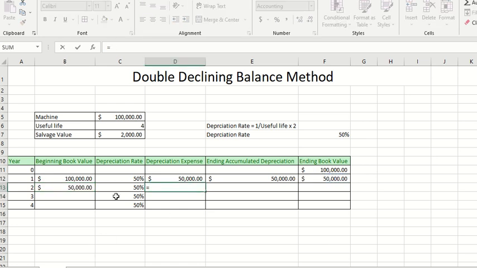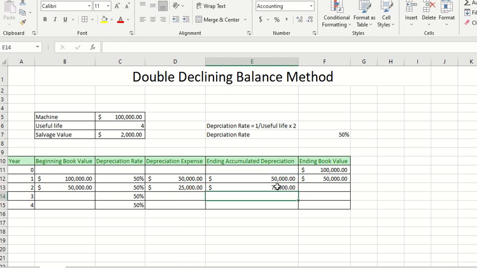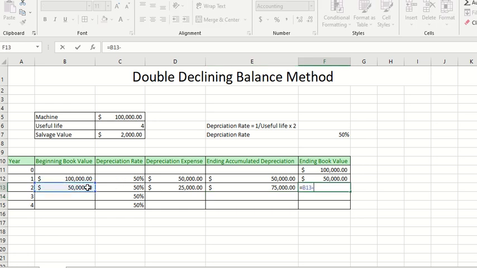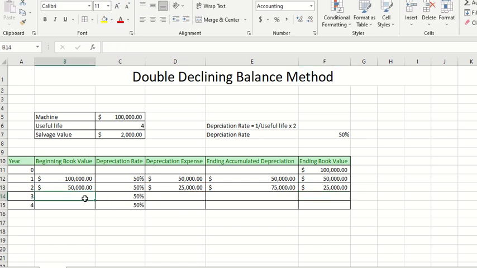And now we repeat: this one multiplied by this one. Then this one plus this one, we can find the accumulated depreciation. And we have this one minus this one. And we repeat again.